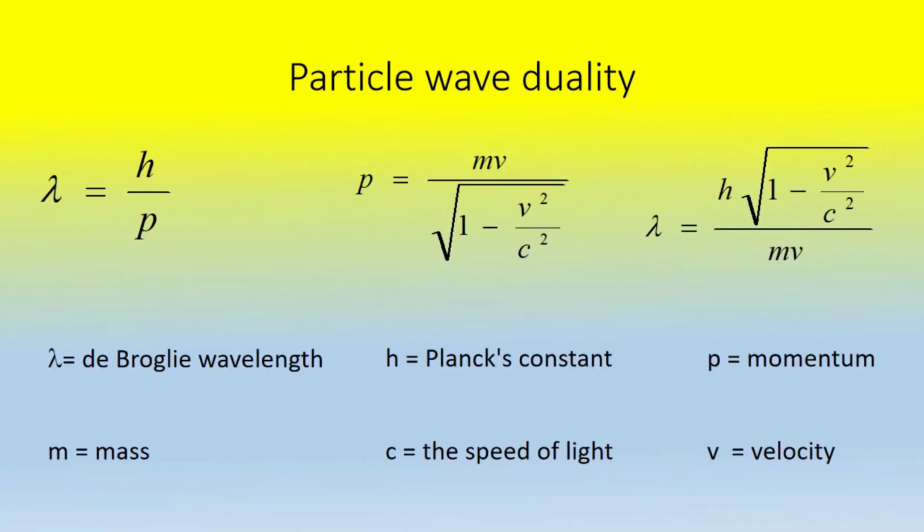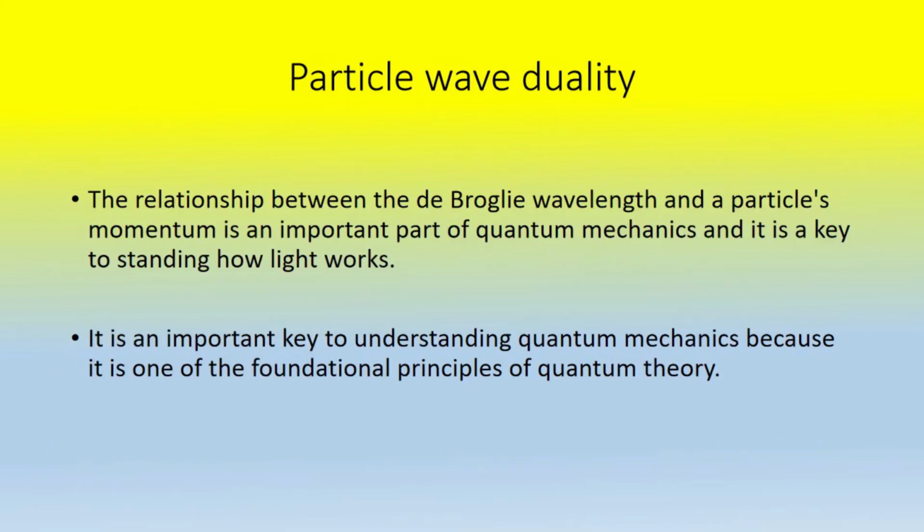The first formula here is the formula for the de Broglie wavelength. The second formula is the relativistic formula for momentum. And the third formula is the de Broglie wavelength in relativistic terms. The relationship between the de Broglie wavelength and a particle's momentum is an important part of quantum mechanics, and it is a key to understanding how light works. It is an important key to understanding quantum mechanics because it is one of the foundational principles of quantum theory.